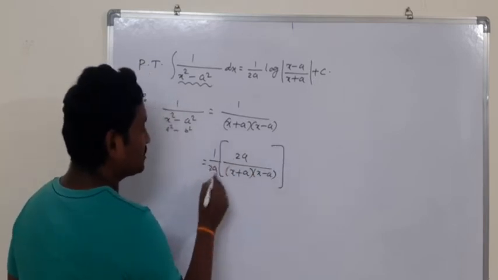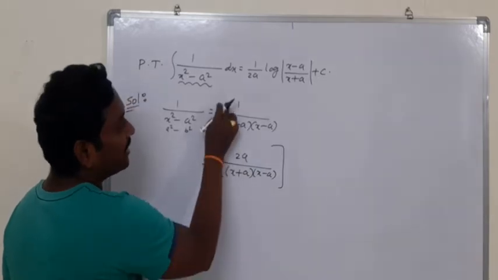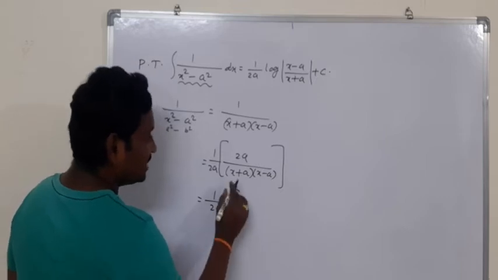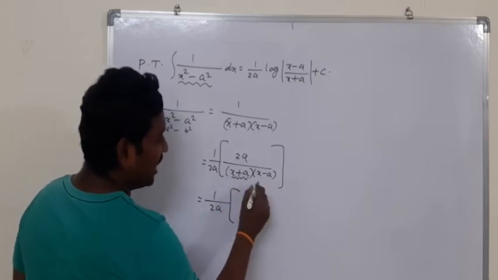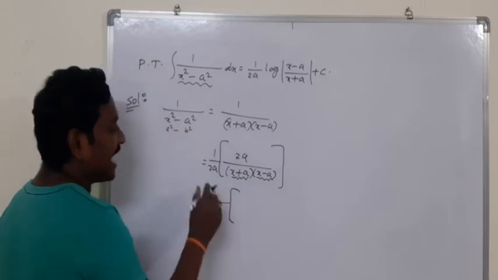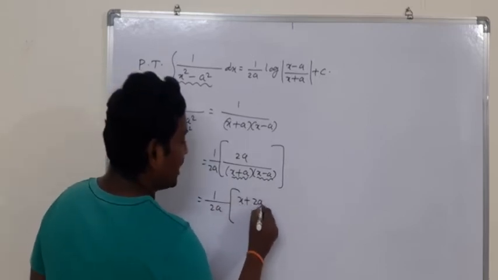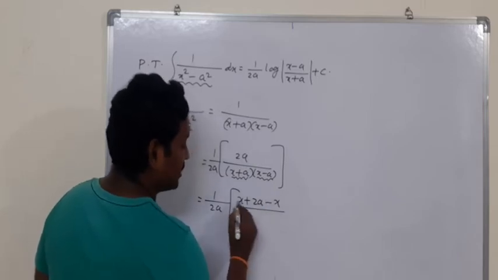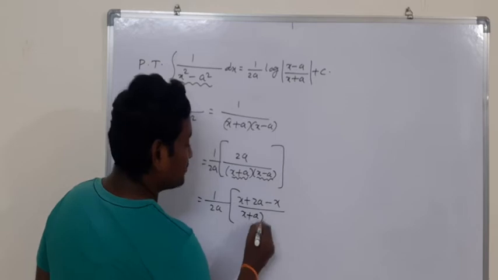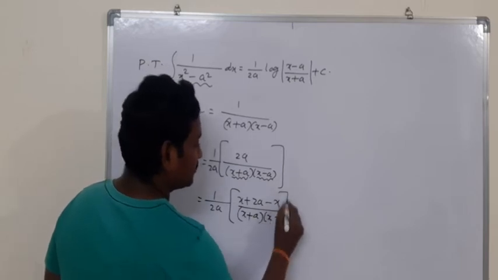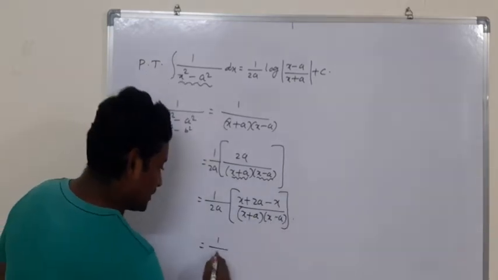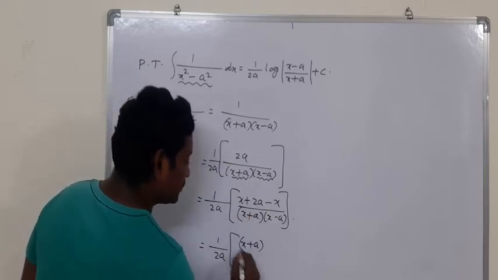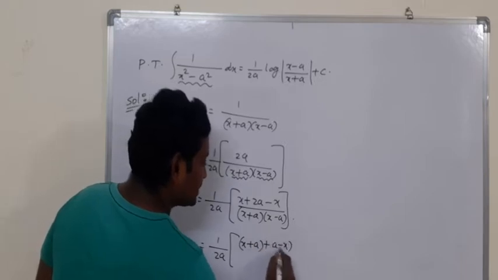Write 1 by 2a outside. 2a getting cancelled, you get the similar result. Now we observe that in the denominator we have x plus a and x minus a. That's why add x in the numerator and subtract the x. So you will get x plus 2a minus x whole by x plus a into x minus a. This can be written as 1 by 2a whole into x plus 2a, which can be written as x plus a plus a minus x.